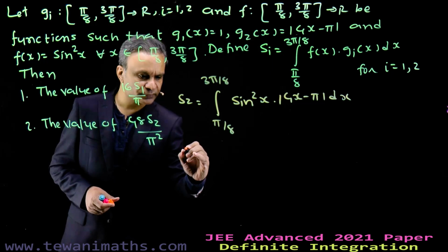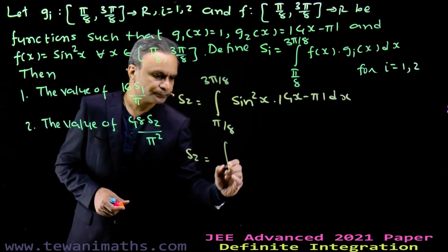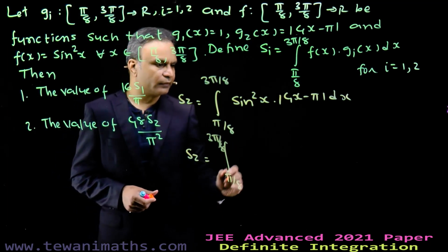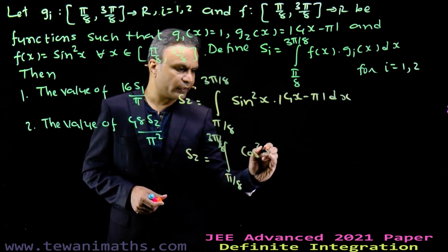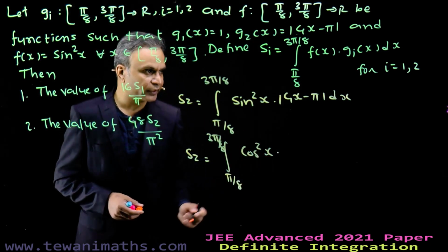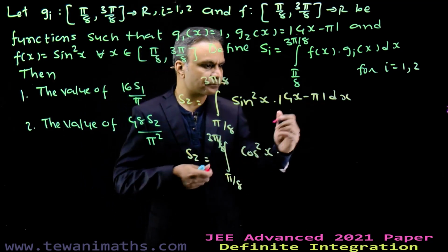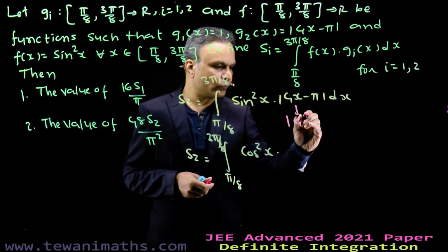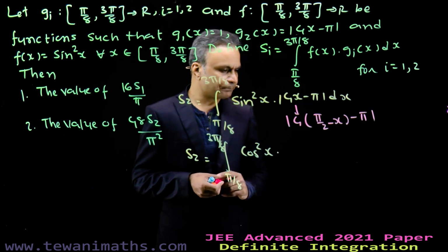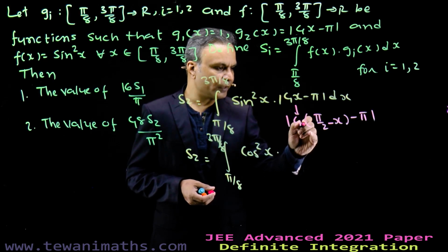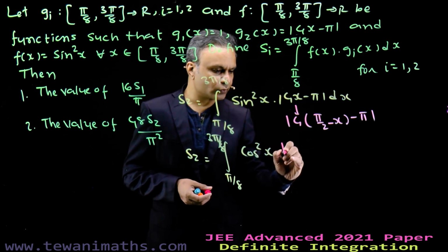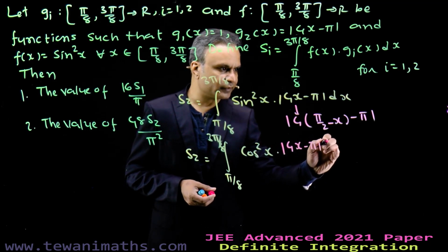With the same limits, we get S2 is equal to lower limit pi by 8, upper limit 3 pi by 8, and the integrand function will be cos square x into, we are replacing x with pi by 2 minus x, so here we will have cos square x, and here we will have 4 into pi by 2 minus x minus pi. This will be 2 pi minus 4x minus pi. It will be modulus of pi minus 4x, or modulus of 4x minus pi.